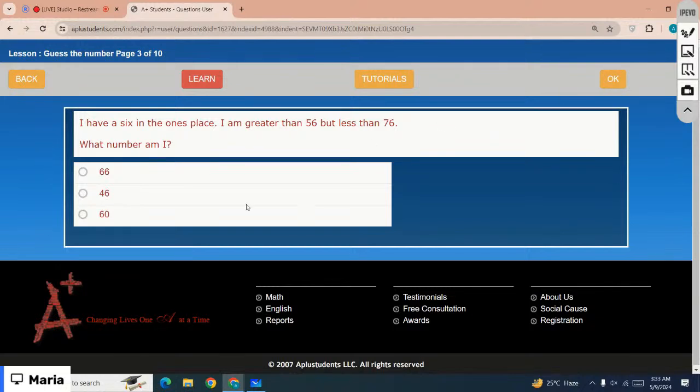You have 6 at the ones place. So, in 66, you have 6 at the ones place, not 60. In 60, you have 6 at the tens place. Ones place is 0. The correct option is 66.